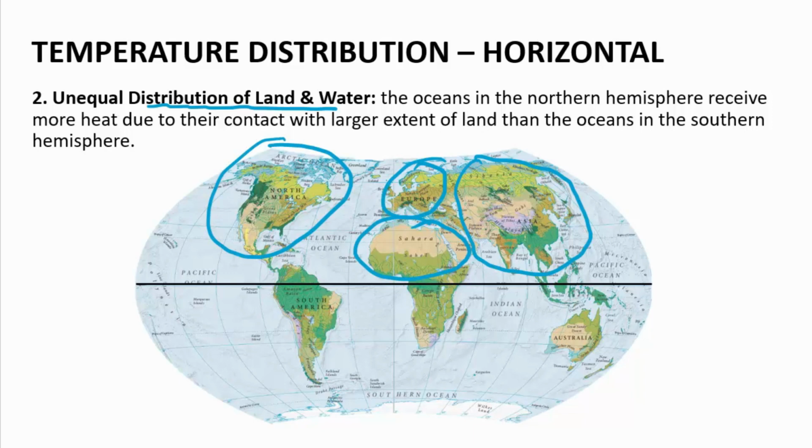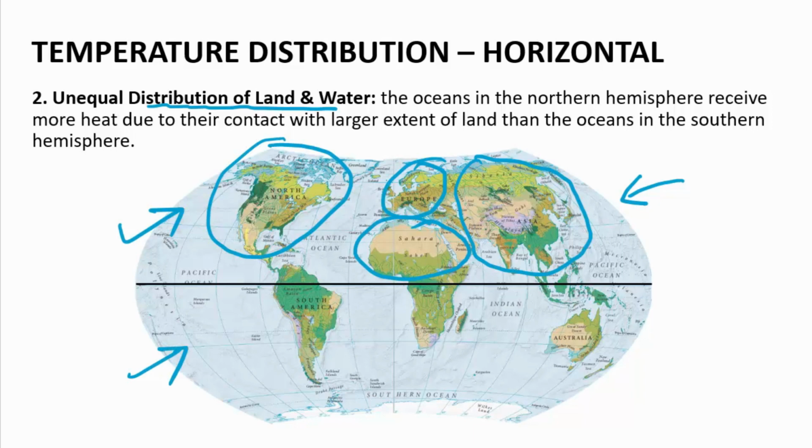And since land receives heat quickly and gets heated up quickly, the temperature of water in the northern hemisphere is slightly more than the temperature of water in the southern hemisphere, right?